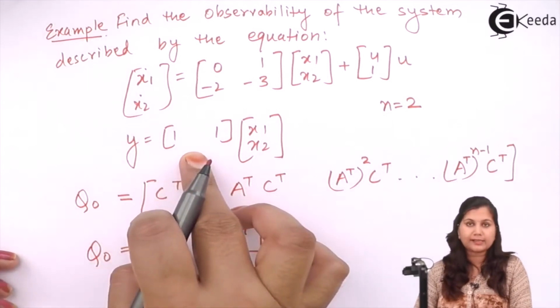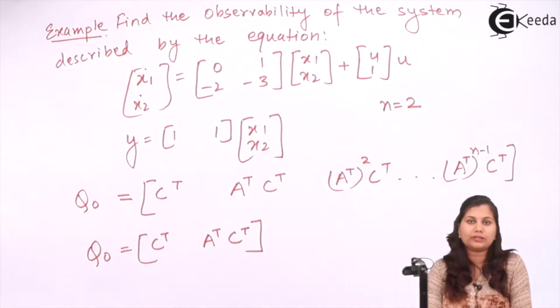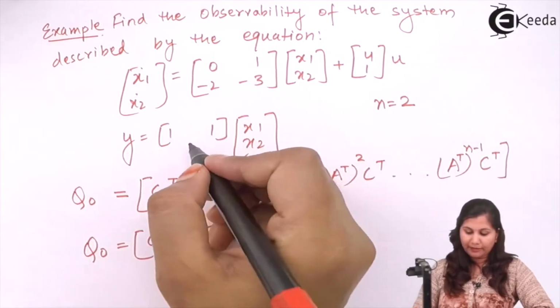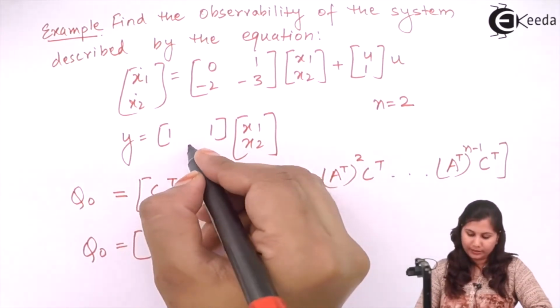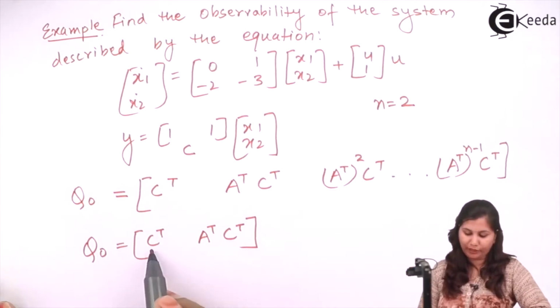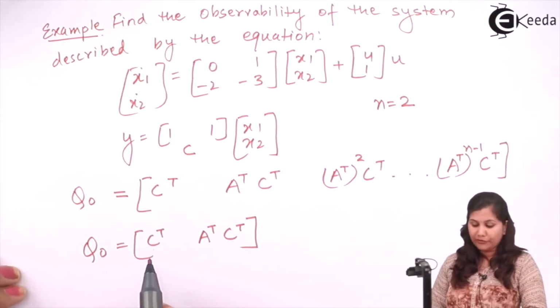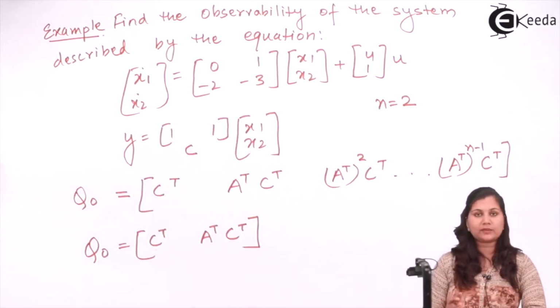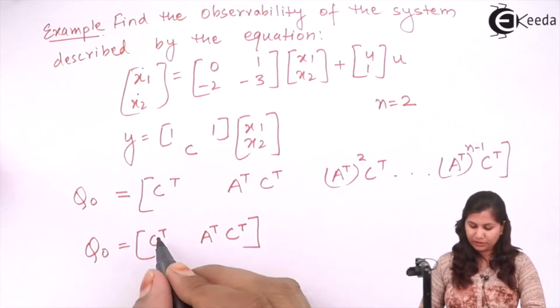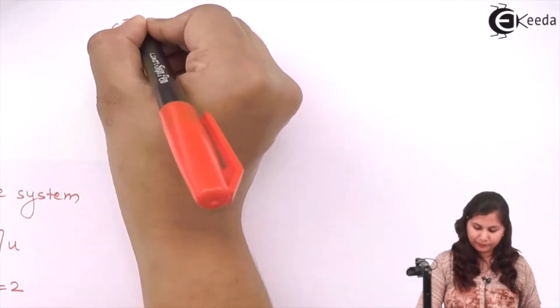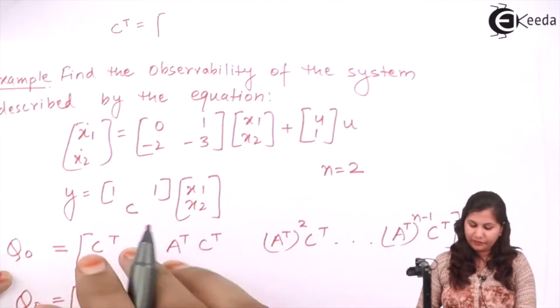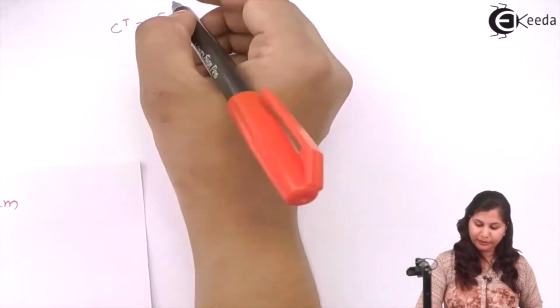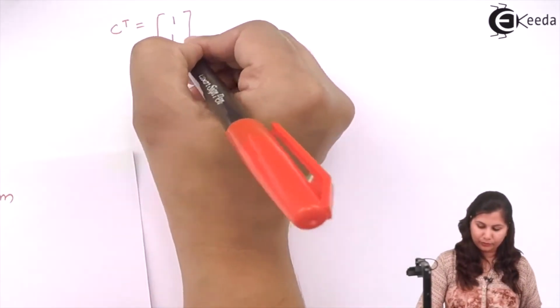Now the C matrix is given to us in the question. So C matrix is 1 and 1. This is our C matrix. We have to find out the C transpose. Transpose of a matrix means the rows of this matrix will become the columns and columns will become the rows. So C transpose will be, here we have the row 1 1, so it will become the column 1 and 1.